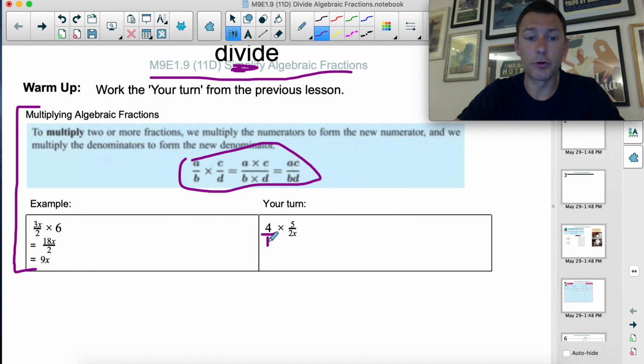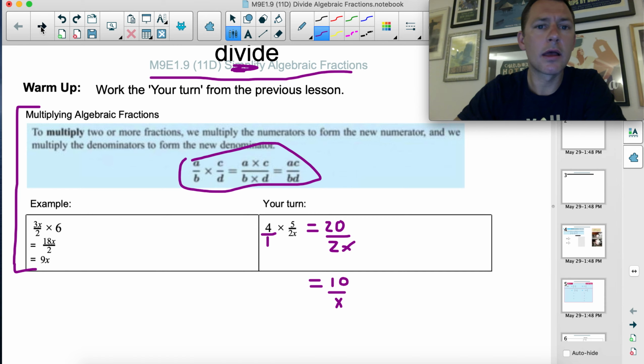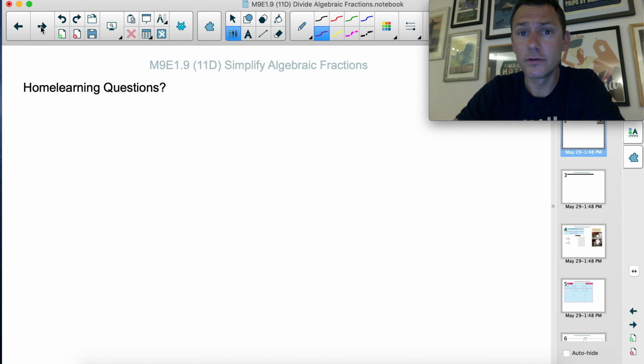So I'm just going to put 4 over 1 to make it look like a fraction, and multiply everything on top. 4 times 5 gives you 20, and multiply everything on bottom. 1 times 2x gives you 2x. And then we're going to simplify, right? So this becomes 10 over x. Neat. Great. Homework questions? You got any homework questions?